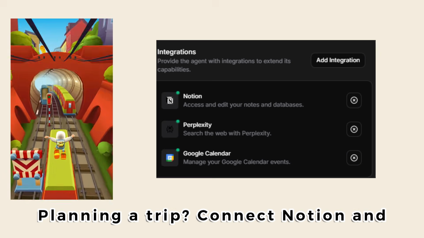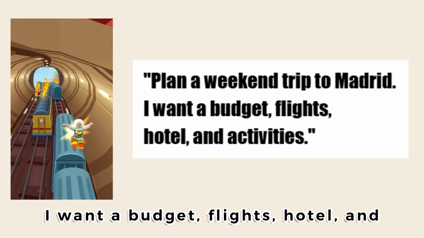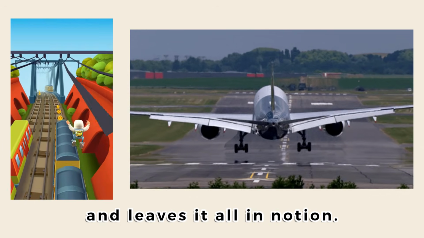Planning a trip? Connect Notion and Perplexity, then say, plan a weekend trip to Madrid. I want a budget, flights, hotel, and activities. And it does it. It finds everything, organizes it by day, and leaves it all in Notion. You just follow the plan.